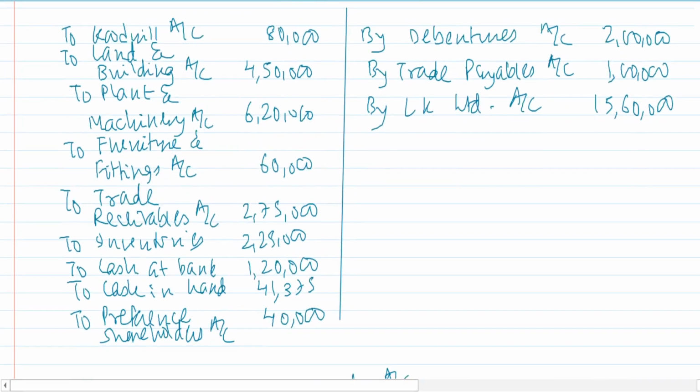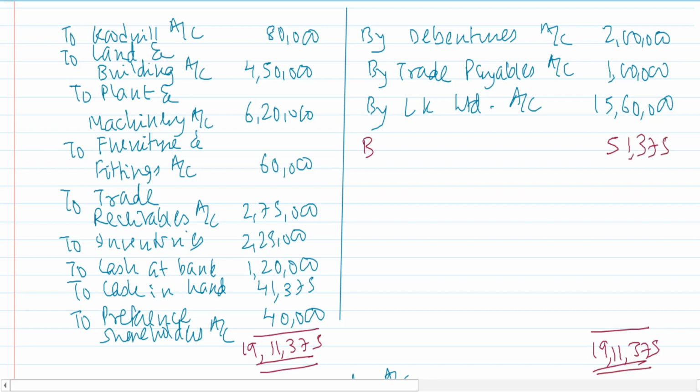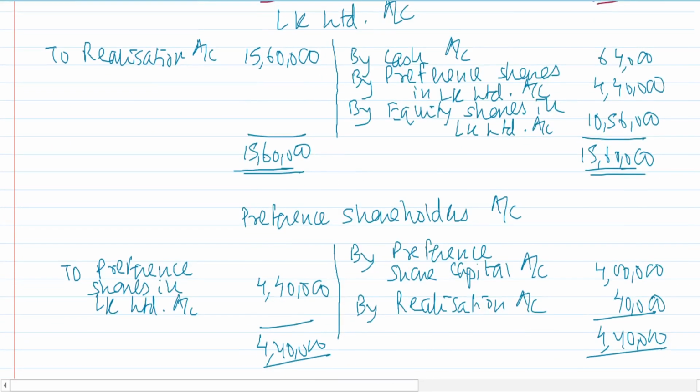I need to close the realization now. The realization account needs to be closed. So let's take a total here. It is 1911,375. I put it here, 1911,375. I get a difference of 51,375. This goes to the equity shareholders. Right, there is a loss on realization which belongs to the equity shareholders.